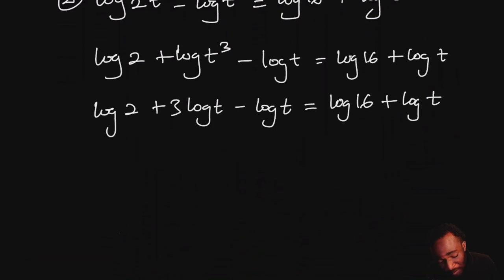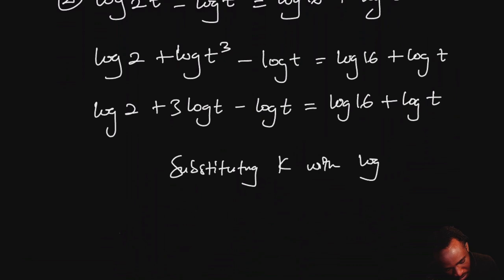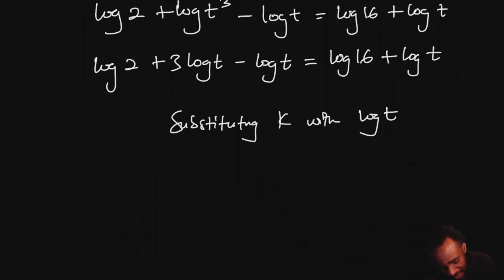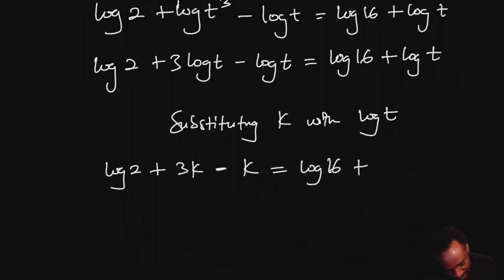And like I did in the first one, we are going to substitute every t we see over here with a variable. In my case, I'm going to use k. So substituting log t with k, and everywhere we see log t, we put k. So log 2 plus 3k minus log t, which is also k, is equal to log 16 plus k.